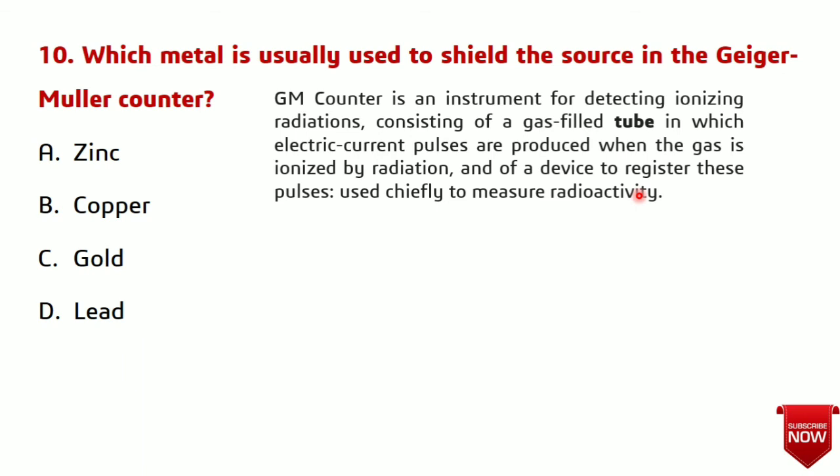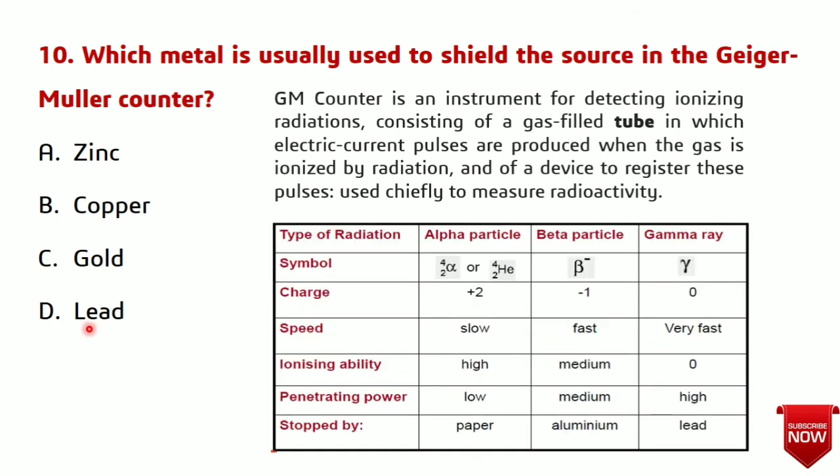So it is going to detect all alpha, beta and gamma rays, and this gas-filled tube is completely coated or shielded with lead material. So it is not shielded with zinc, copper or gold. Completely it is shielded with lead, we can observe.